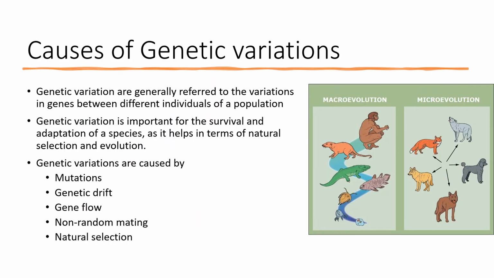So now coming to the main topic, causes of genetic variation. Genetic variation generally refers to the variation in genes between different individuals of a population. So, variation in genes between different individuals of a population. Genetic variation is important for survival.